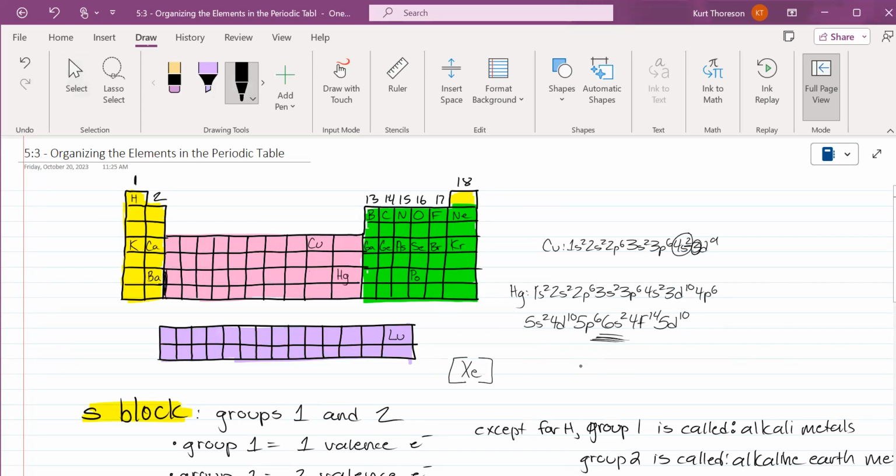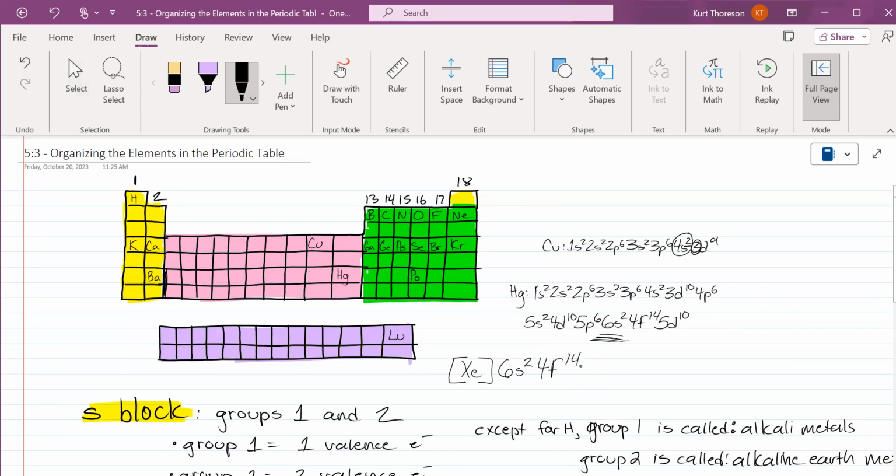How do we start the rest of the configuration? 6s2 is correct. Then what? 4f14. So I explained this in unit 3, but if you missed it on that day, you weren't paying attention. The D block is always 1 less than the S and the P. The F block is 2 less. And the F comes before D.